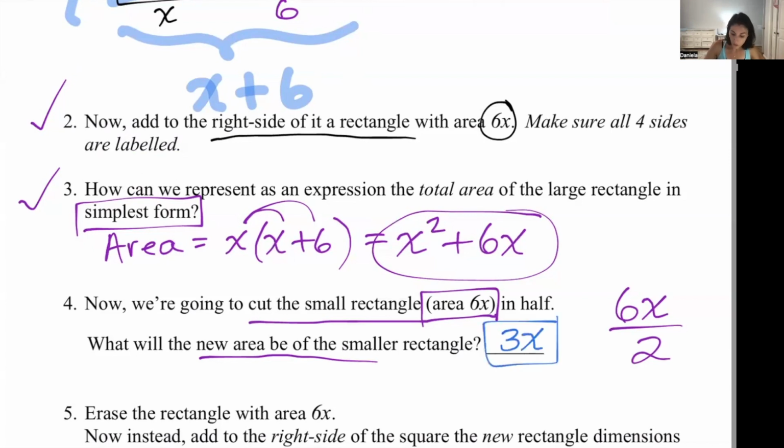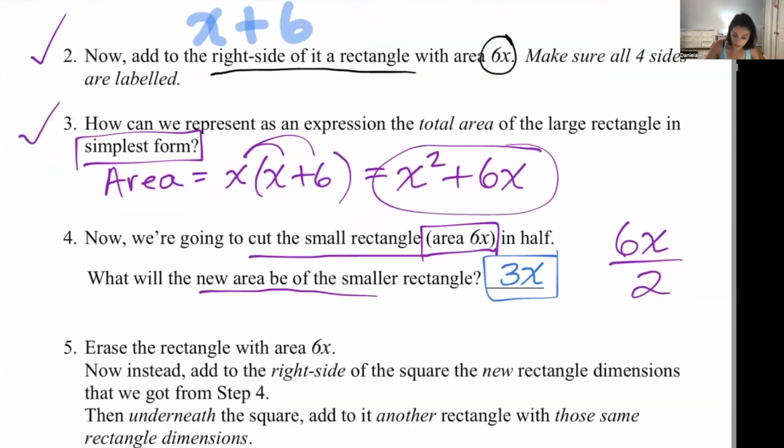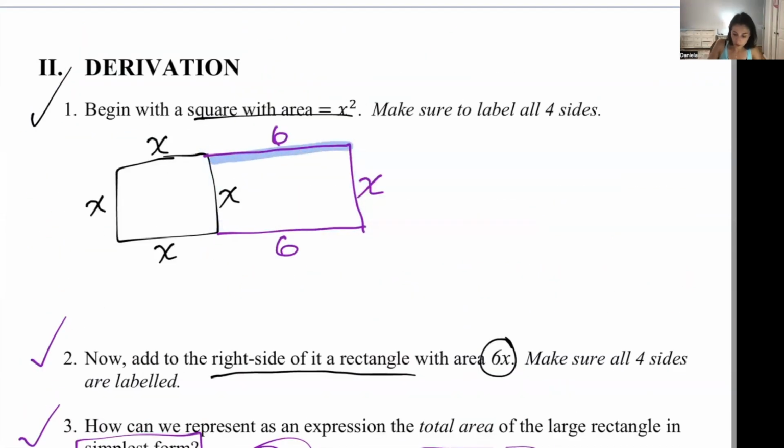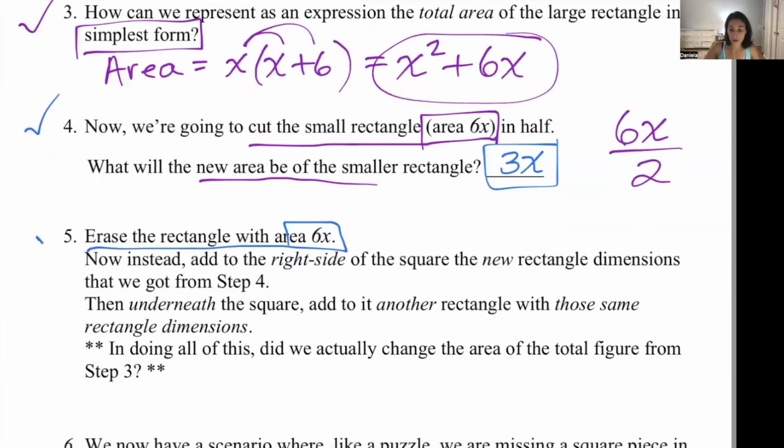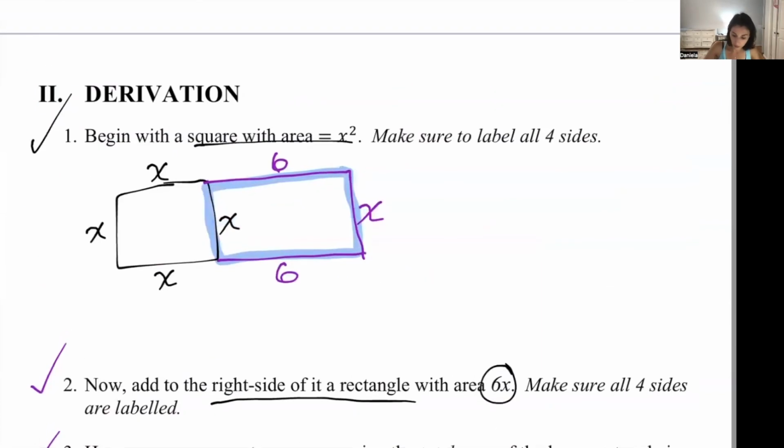Now, it says to erase, in step 5, the rectangle with area of 6x. So let's go back up here. Again, this is the rectangle with area 6x, and what we did was we cut it in half. So now there are two separate rectangles, each with an area of 3x, half of 6x. The next step is, as it said, we're going to erase that area of 6x. So let's take this and completely erase it.